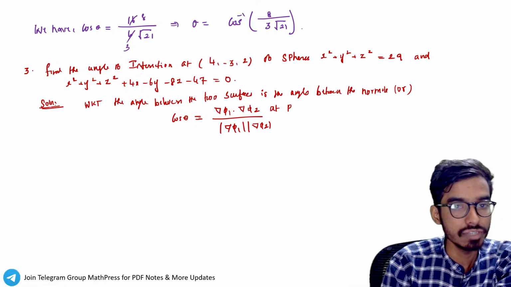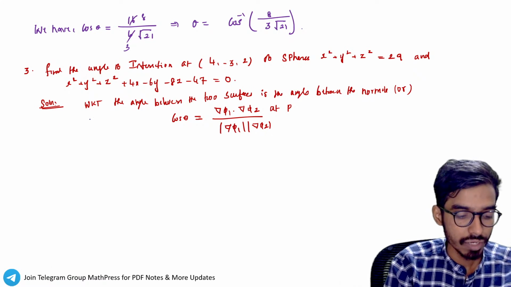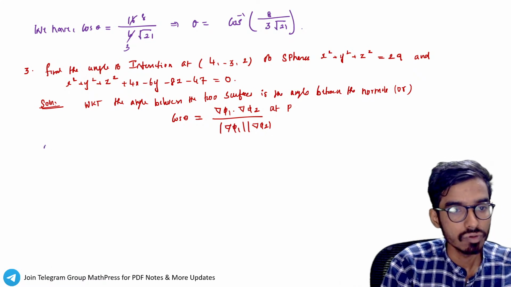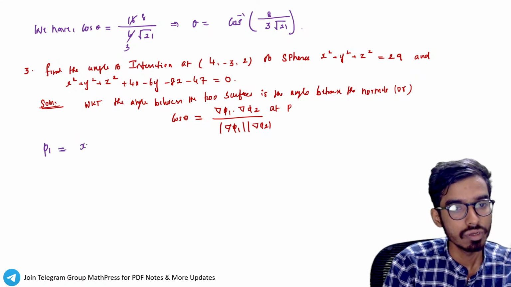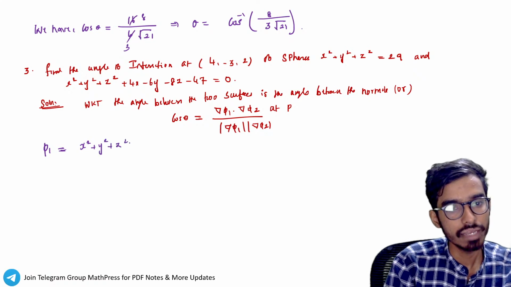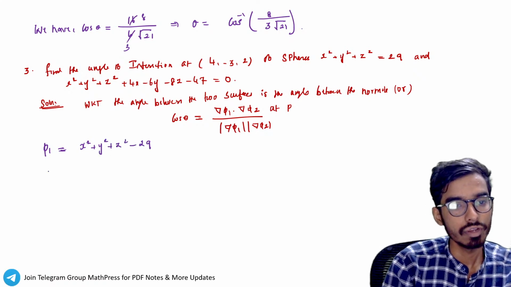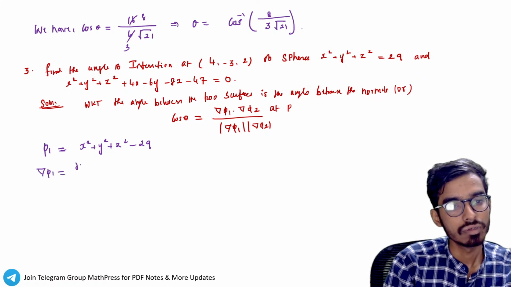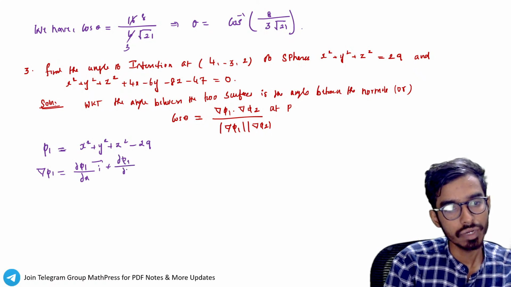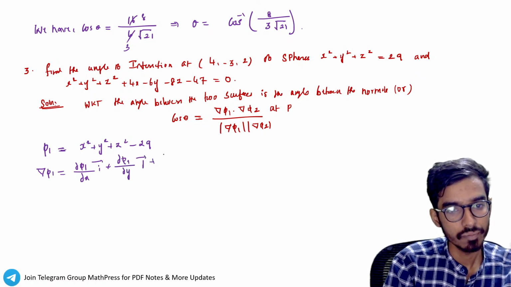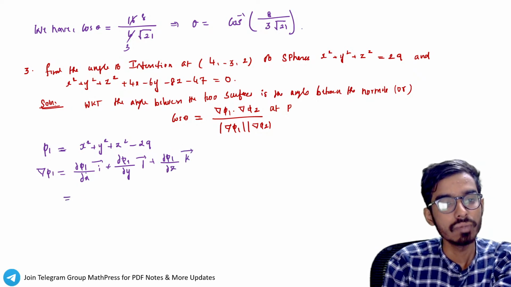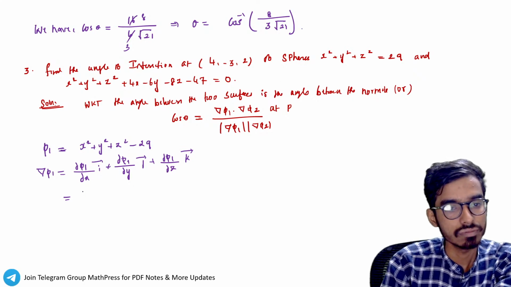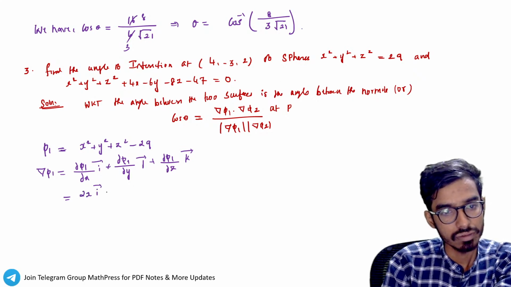So here we have phi 1, right? They have given phi 1, phi 2, and we need to find at the point 4 comma minus 3 comma 2. So we have phi 1 equal to x square plus y square plus z square minus 21. So we will find del phi 1. It will be dou phi 1 by dou x i vector, dou phi 1 by dou y j vector, dou phi 1 by dou z into k vector. So dou phi 1 by dou x will be 2x i vector.